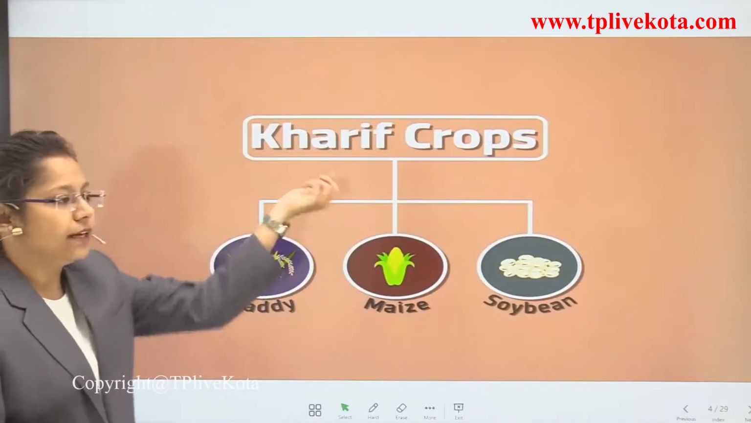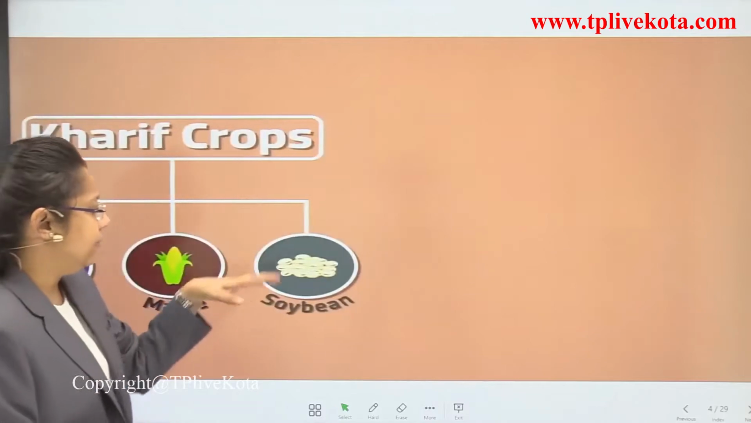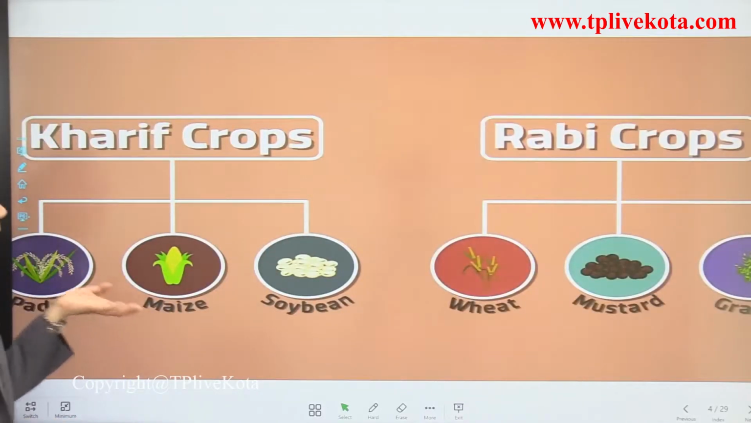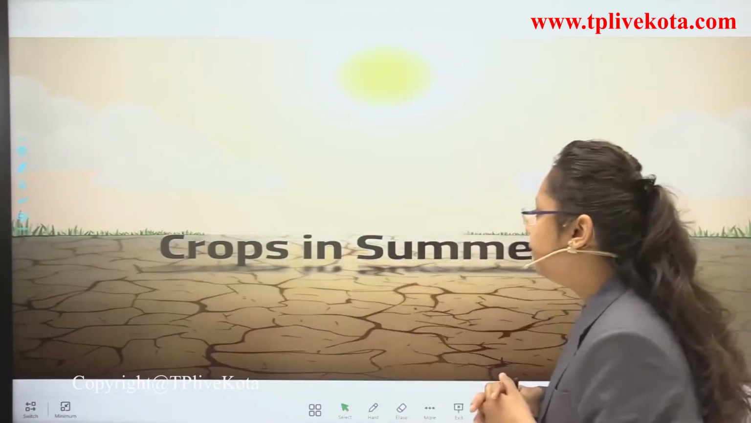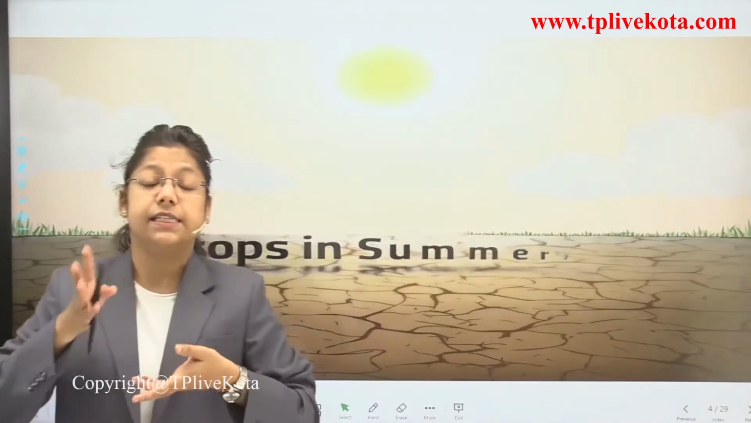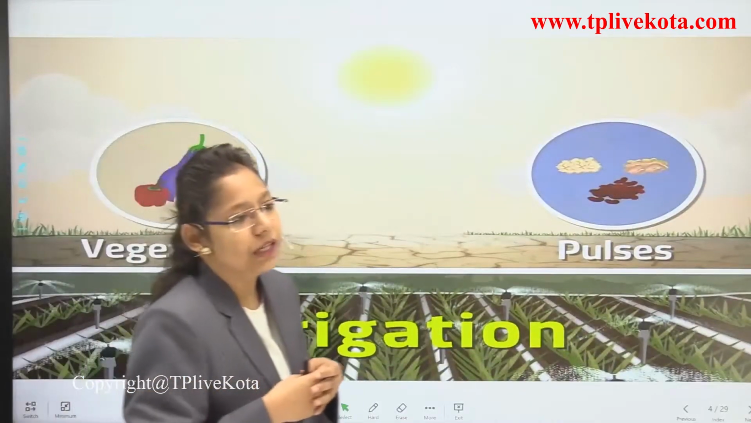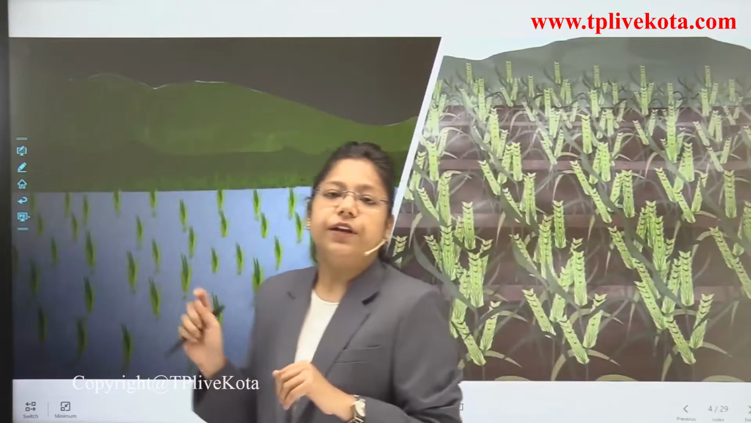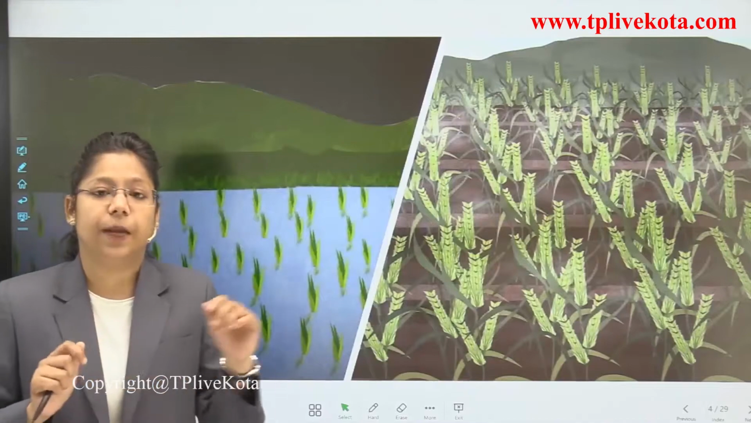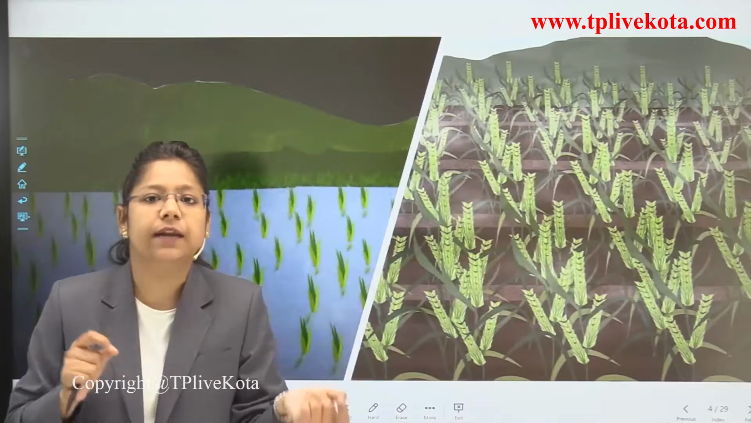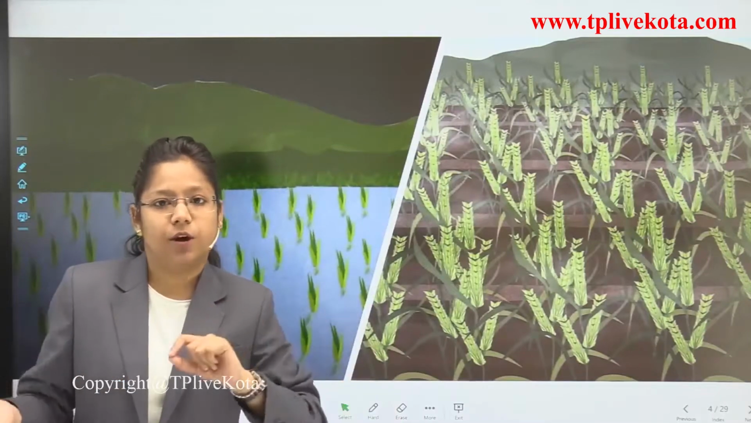So let's take a quick revision of these kinds of crops. The kharif crops are paddy, rice, maize, and soya bean, and the rabi crops are wheat, mustard, and gram. Now, the crops which are grown in the summer season are vegetables and pulses, and they are known as zaid crops, which is not mentioned here. Now, we require a particular weather, temperature, climatic conditions, soil, pH, manure, and fertilizers for growing a particular crop. So we are going to understand each and everything in this lecture.